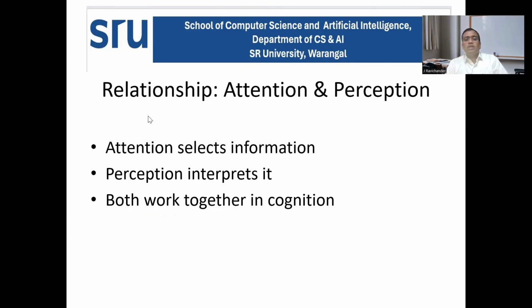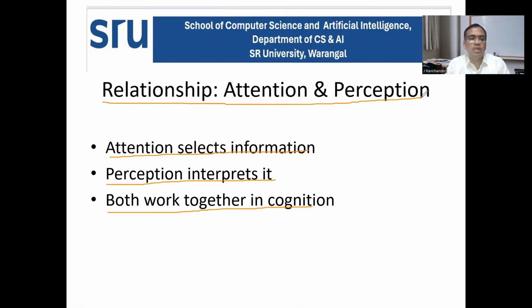Now, coming to the relationship between attention and perception: attention selects information, then perception interprets it. If both work together, that is cognition. So, the relationship between attention and perception: attention selects the information and perception interprets it. If both work together, that is called cognition.